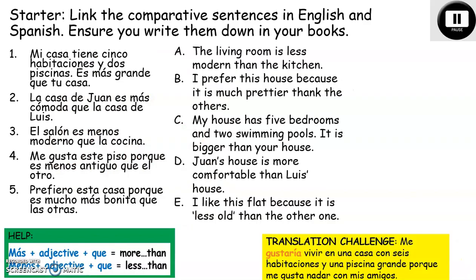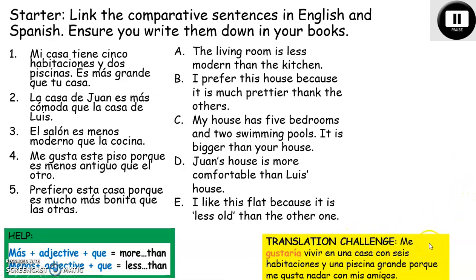We're going to start by linking the comparative sentences here in English and the ones in Spanish. Please write both in your books. I've got the pause symbol here to give yourself more time. Here you've got some help to remind you of the structure of the comparatives. And here there's a translation challenge.